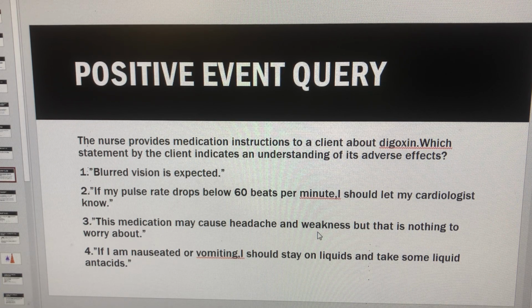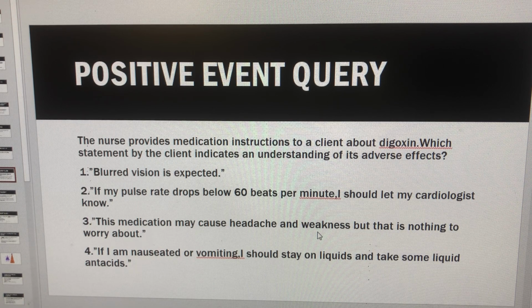This question is an example of a positive event query question. Note the words indicates and understanding. And then focus on the subject, adverse effects. Additionally, focus on the data provided in the options. Digoxin is a cardiac glycoside and works by increasing contractility of the heart. This medication has a narrow therapeutic range, and a major concern is toxicity.